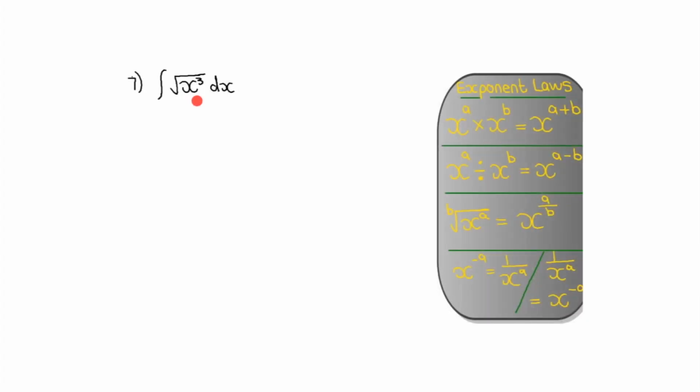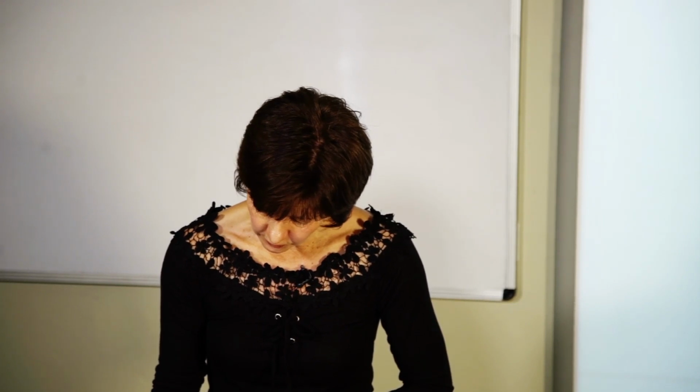If we look at number 7, it says I have to integrate the square root of x cubed. Now, I only have an integration rule that says if I've got an x to the power something. In other words, I need a base x with an exponent. I need to write this in exponent form, and I have to use my exponent laws that you have done previously in previous levels already. So I want to refresh you quickly on your exponent laws.